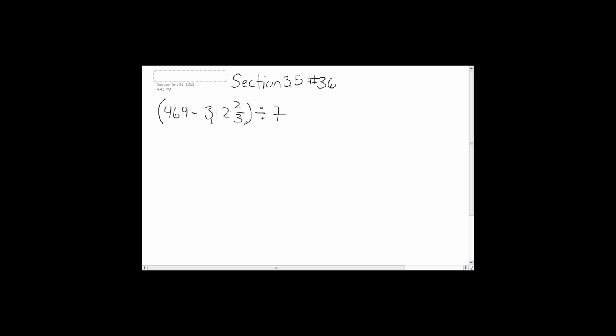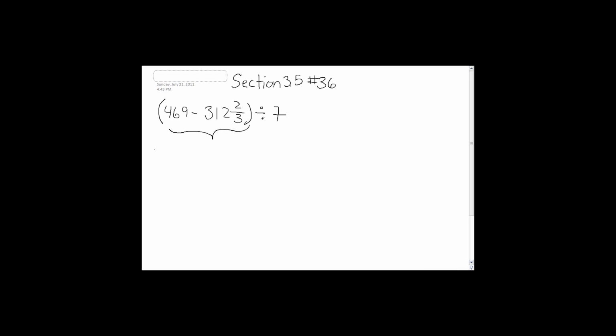In this video, we're going to do section 3.5, number 36. In this problem, our goal was to do this problem here, 469 minus 312 and 2/3 first, and then divide that answer by 7. So let's do that.